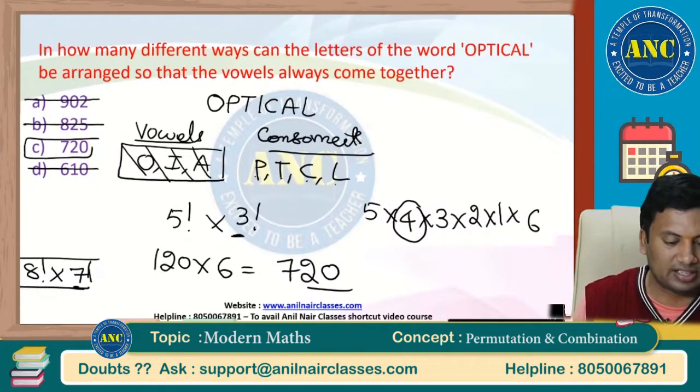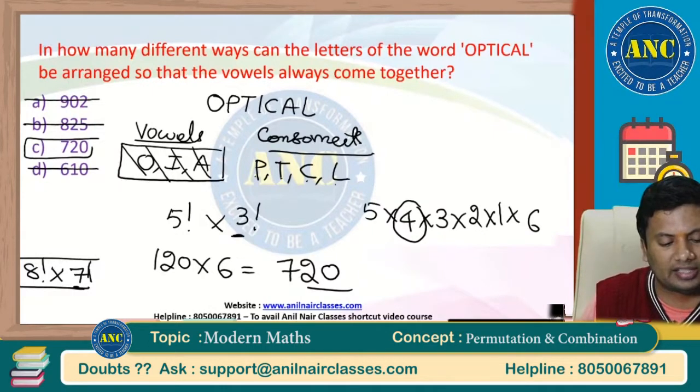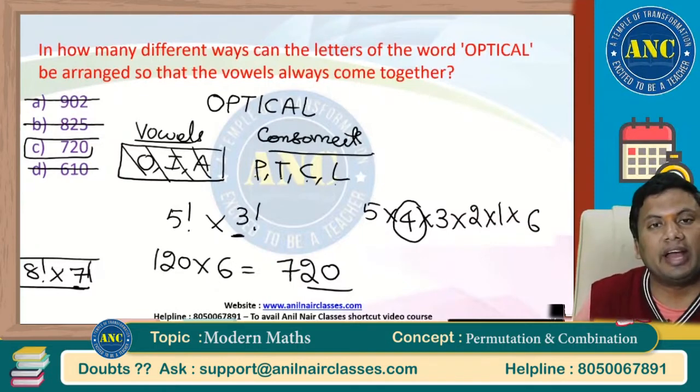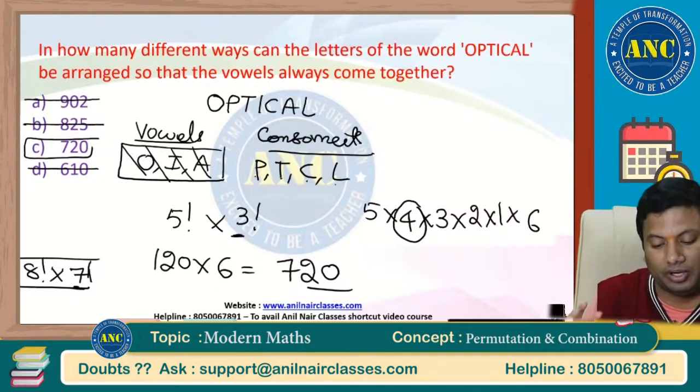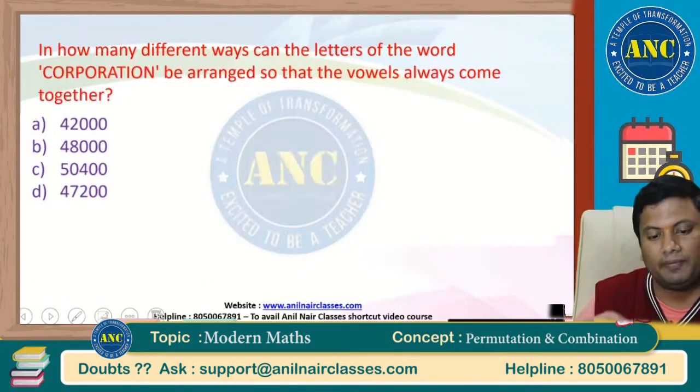Don't find out the answer because it's a smaller value, here you can do the answer. But when the bigger value comes, this approach of eliminating answer options will work beautifully for you. I hope the idea is clear. Answer is 720. Next one.